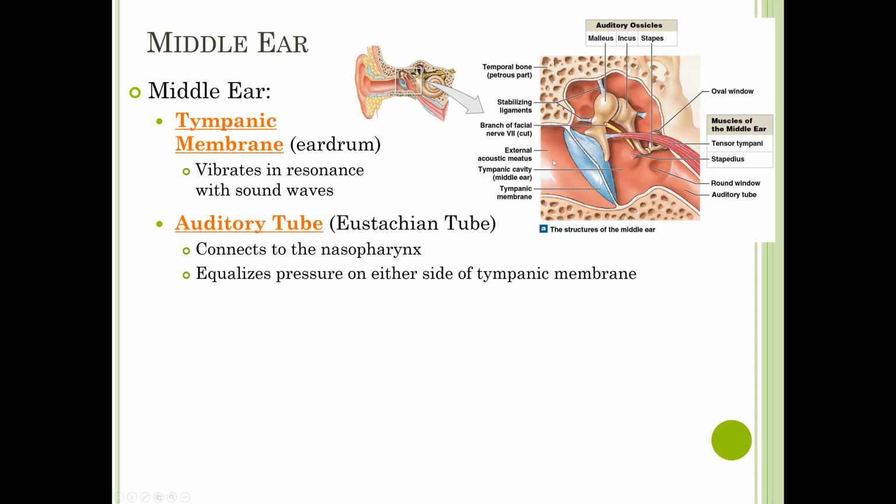So you have atmospheric pressure on this side, and if you had no outlet on the other side, then you could get a very big pressure difference across the membrane. If you've ever flown in an airplane with a stuffed up nose, then you've experienced this, and that pressure that builds up can be very painful. So having an open auditory tube allows that pressure to equalize, and that is a feeling of like your ears popping that you sometimes experience.